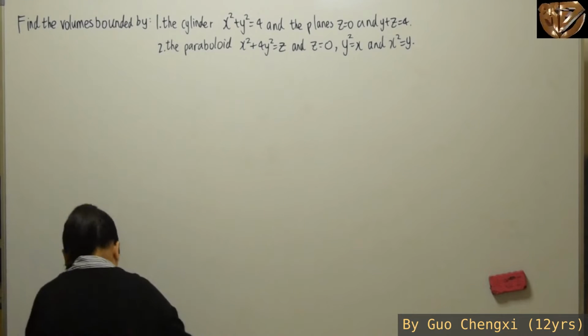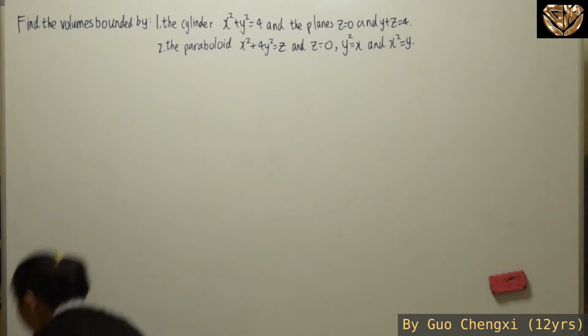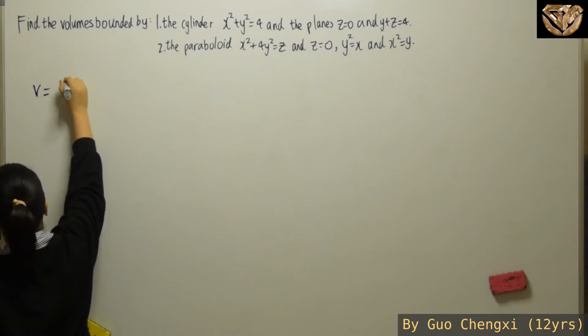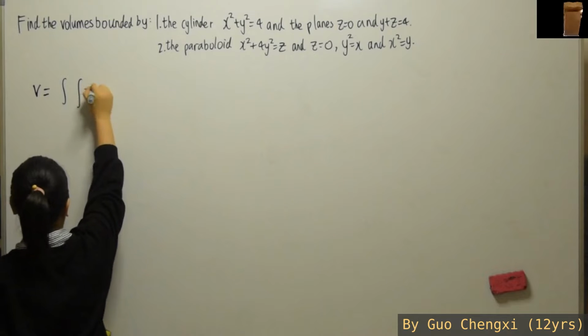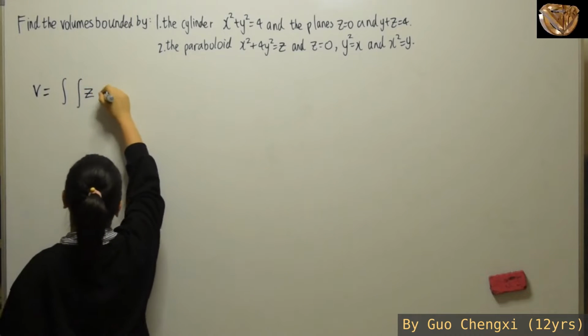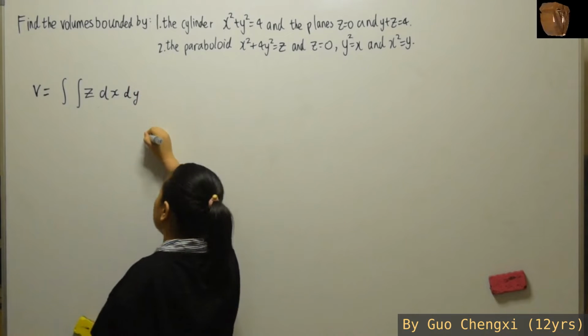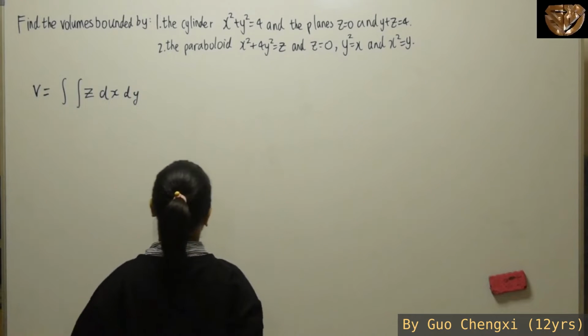So what we have here is that we have to find the volume, but just because we have to find the volume doesn't mean it has to be triple integration. So over here we have the z, the height, and then we have dx, dy being the area and all. So how do we find the boundaries?